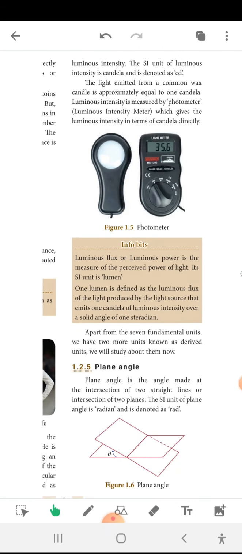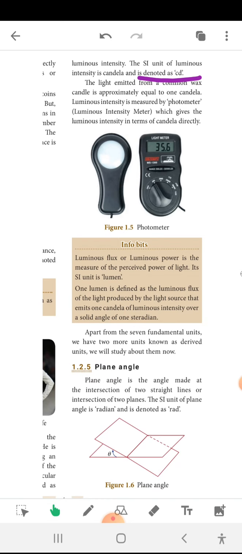This is called a photometer. The luminous intensity measuring unit is candela, cd. The light emitted from a common wax candle is approximately equal to 1 candela. This is the measuring unit. Luminous intensity is measured by a photometer, a luminous intensity meter, which gives the luminous intensity in terms of candela directly.